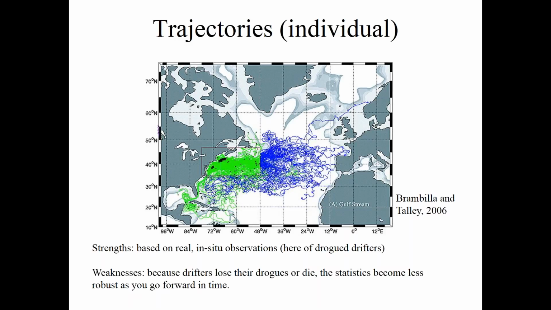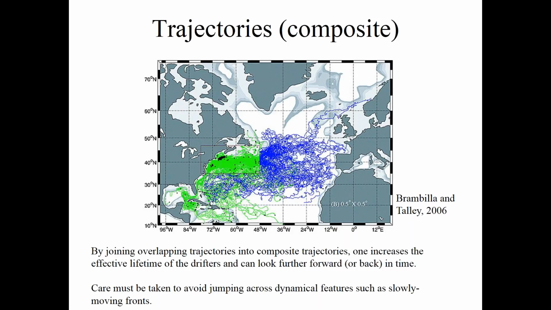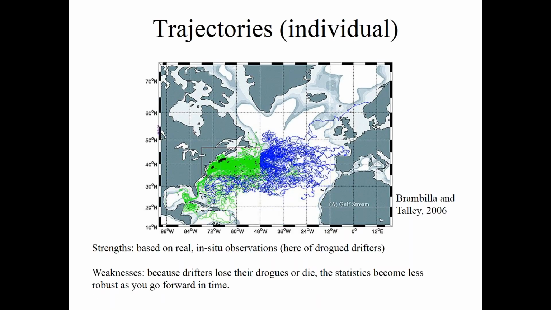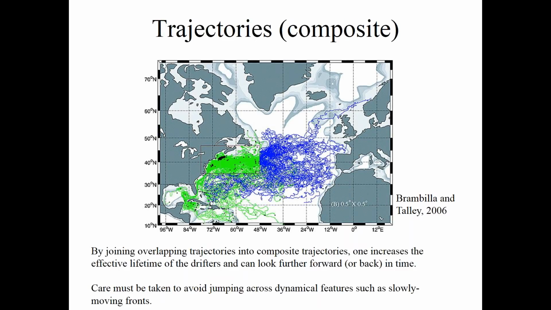And so as you go forward in time, the statistics become less and less robust. Basically, 2 years later, there may be only a very, very small number of drifters still alive from this source region. Brambilla and Talley tried to somewhat alleviate that problem by creating composite trajectories. So what they did is they took these trajectories, and when the end of one came within a certain distance of another trajectory, they could continue the trajectory, basically a two-drifter kind of super trajectory. And so when I flip back and forth, you can see how that added to the data set of trajectories here. So that helps make things a little more robust downstream because you effectively simulate drifters that live longer this way. But you have to be careful.